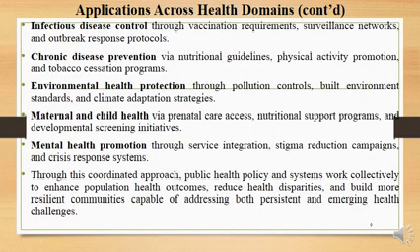Environmental health protection through pollution control, built environment standards and climate adaptation strategies. Maternal and child health via prenatal care access, nutritional support programs and developmental screening initiatives. Mental health promotion through service integration, stigma reduction campaigns and crisis response systems. Through this coordinated approach, public health policy and systems work collectively to enhance population health outcomes, reduce health disparities and build more resilient communities capable of addressing both persistent and emerging health challenges.